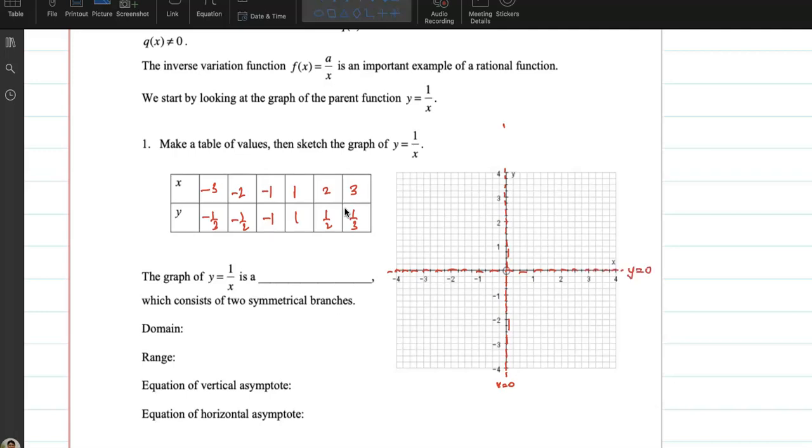So 1, 1 is there. Correct? What is 2? 2 is half. Correct? 3 is 1/3. Half will be 2. Correct? 1/3 will be 3. So like this.